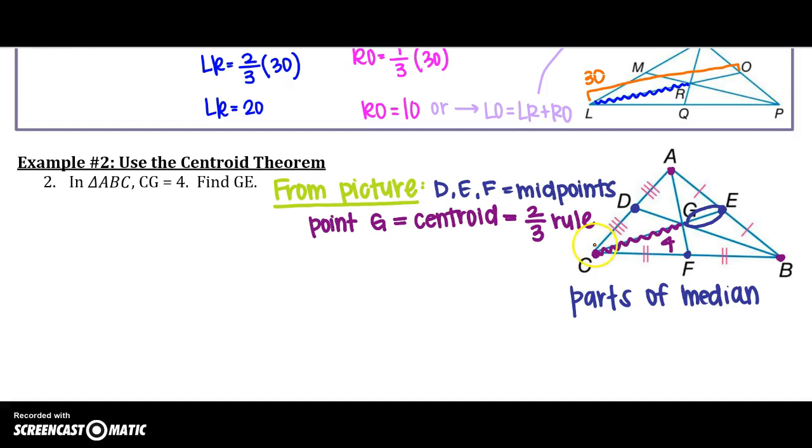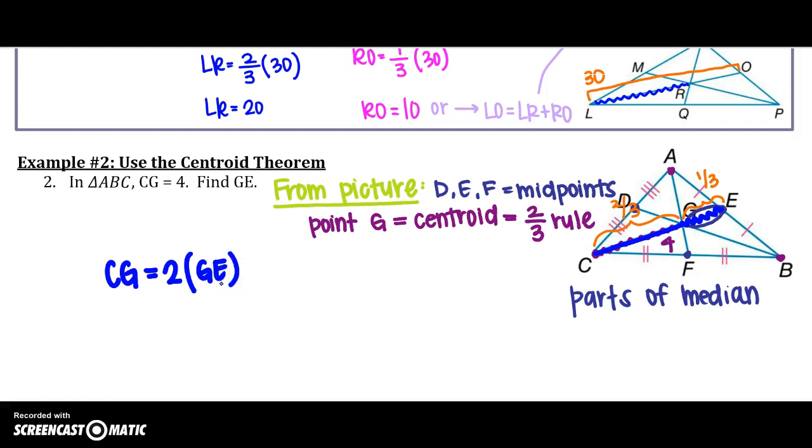Well, we also know, we just talked about that CG is 2/3 the whole length, and GE is 1/3 the whole length. So I like to ask myself, how many 1/3s can go into 2/3? I know that I can take 2 of GE and put them into CG. So I can actually write an equation that says CG equals 2 times GE.